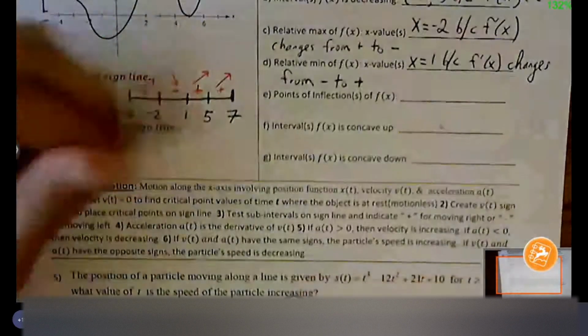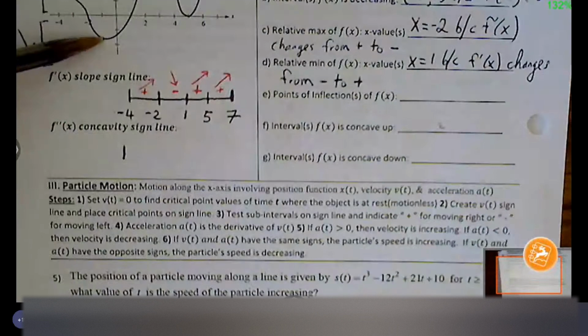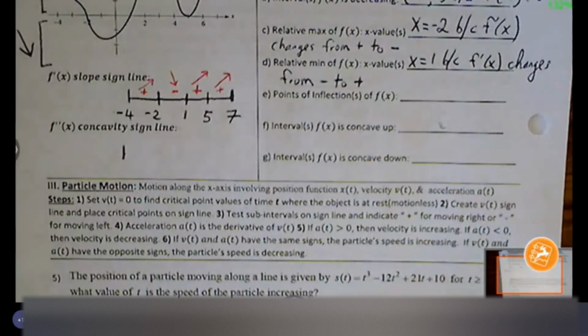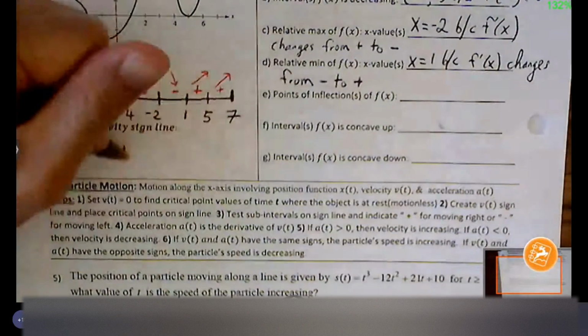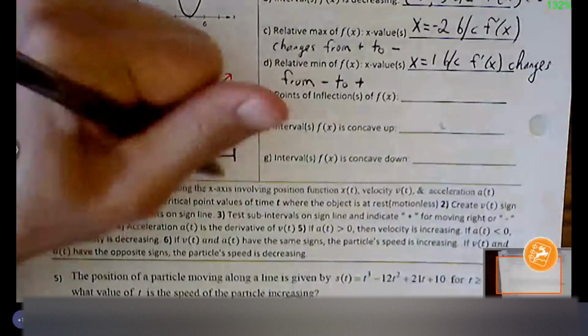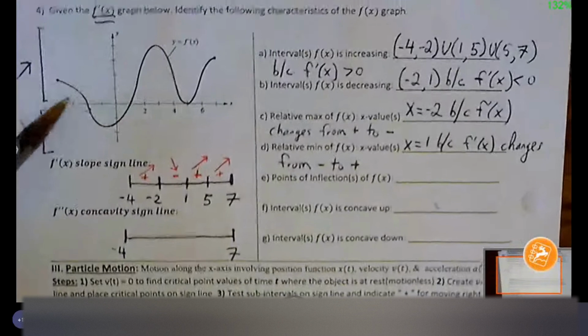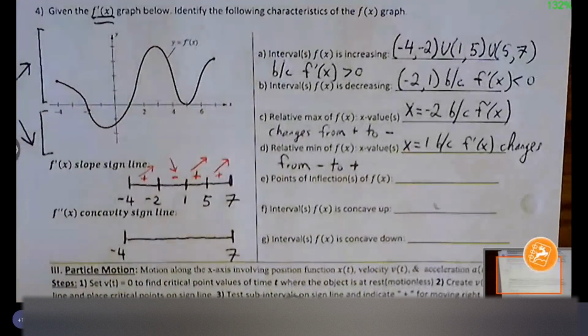So where do we start? -4. Yeah. Endpoints first. And where are the points of inflection off of the f prime graph? -1, 3 and 5. Good.